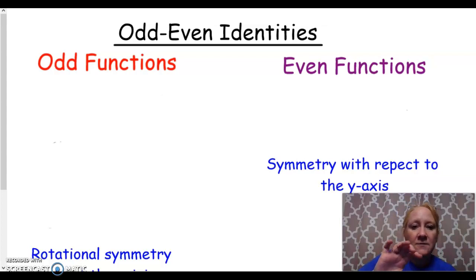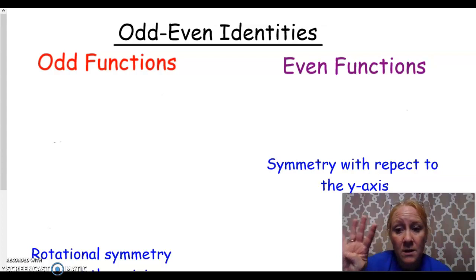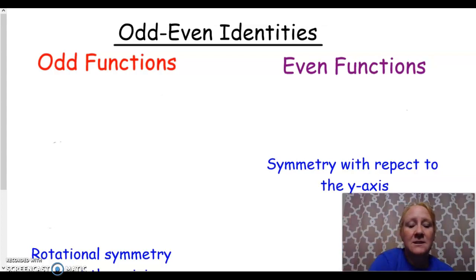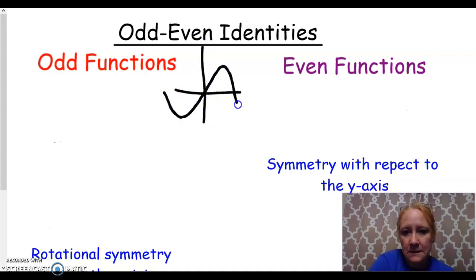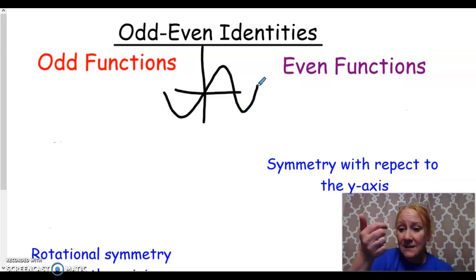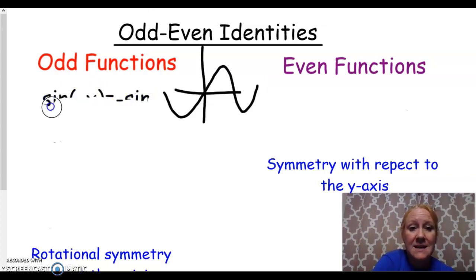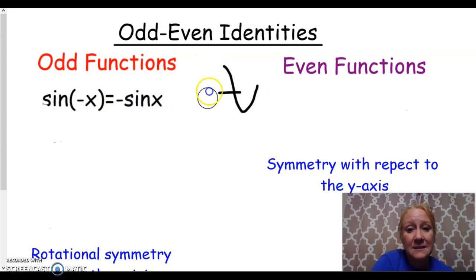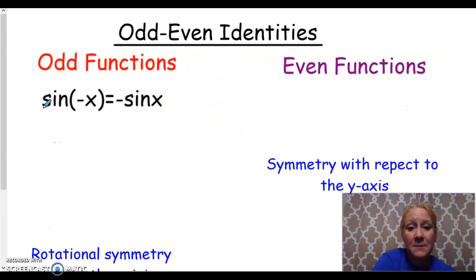Okay, so let's think. Odd functions are when they rotate around the origin. Even functions are when they fold. So symmetry with respect to the y-axis. Now, there are two even functions, four odd functions. So let's start with sine, cosine. All right, so here's my thing. Sine goes like this. Okay, does that rotate or does that fold? That rotates.